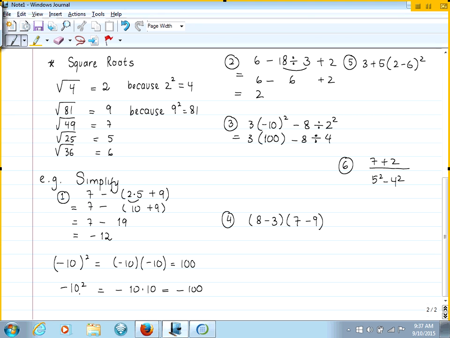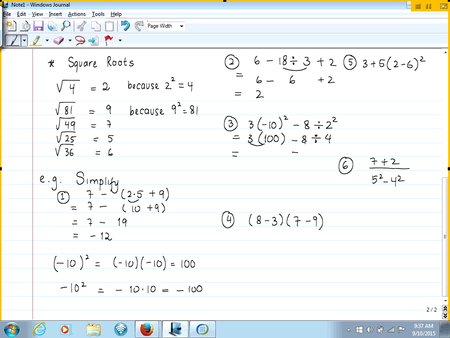So there is a difference between these two. Pay attention. The square here applies to both negative and the 10. Square, remember, square is multiplying twice. But if I have negative 10 squared, the square only is applied to 10. So negative 10 times 10. What I multiply twice is only the 10. Okay? Good. What next?